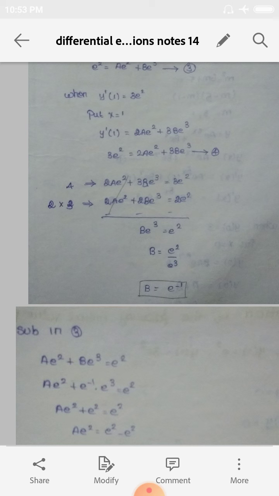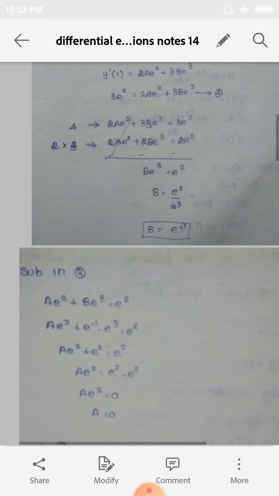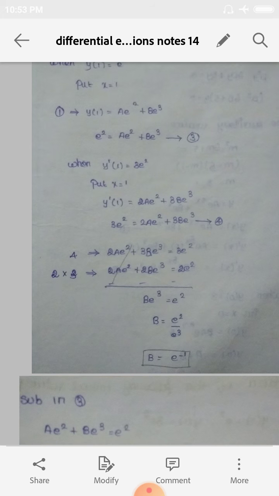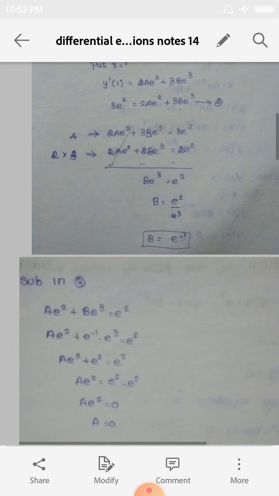So b is e power 2 by e power 3. So b is e power 2 minus 3, which is e power minus 1. So we get b is equal to e power minus 1. Now substitute the value b is equal to e power minus 1 in the third equation. So a into e power 2 plus b into e power 3 is equal to e power 2. In the third equation you have to substitute b is equal to e power minus 1.